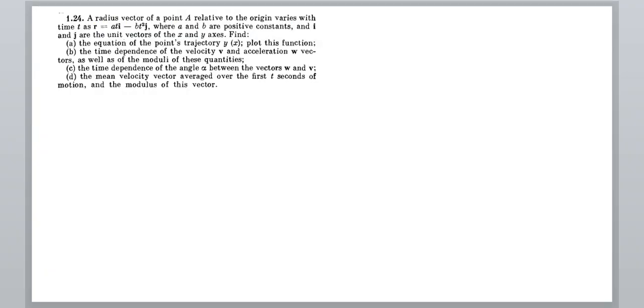So first, to deal with the A part. A part says the equation of the point's trajectory. We need to find y as a function of x. Okay. The first part is this.